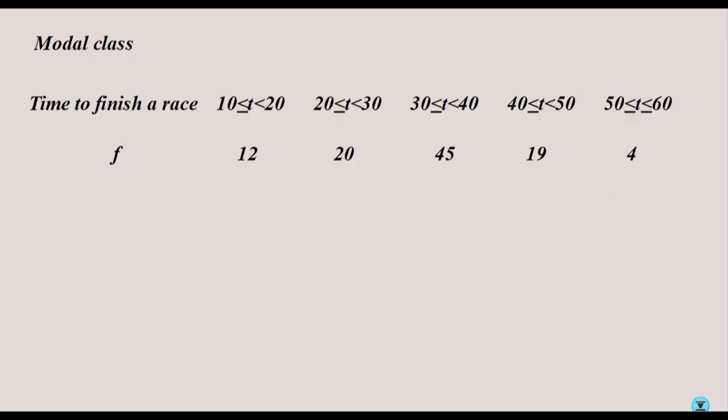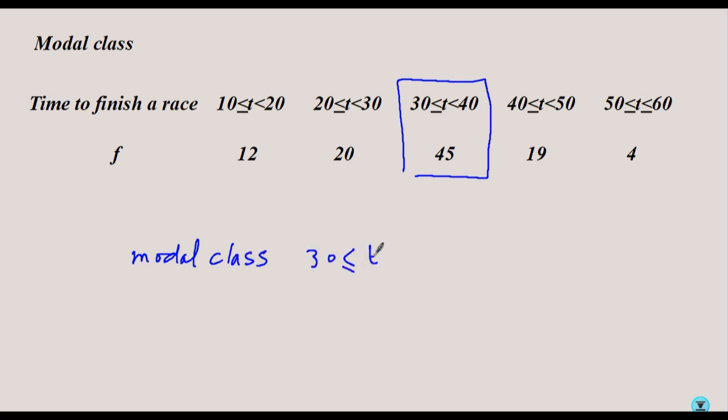Now let's look at the mode. In the case of the mode, we simply look at the highest frequency. So the 45 is obviously the highest frequency. So what we say is that it's not a mode, it's a modal class, which is the 30 to 40. And this is the interval of time during which most people did arrive at the end of the race.